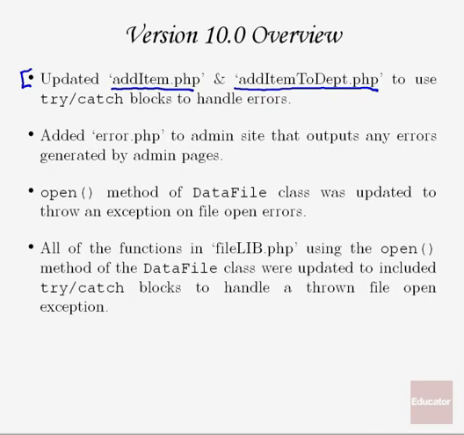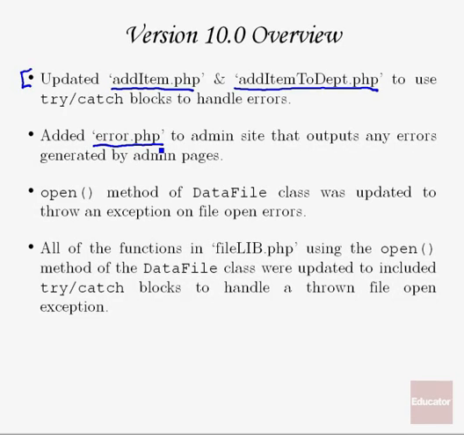Basically, what we're going to do is remove the old error handling process that we had before, and instead use exceptions to manage error handling. We're going to include some try-catch blocks to demonstrate how to use them in a real-world application. As part of that, we're also going to be creating a new admin page called error.php.